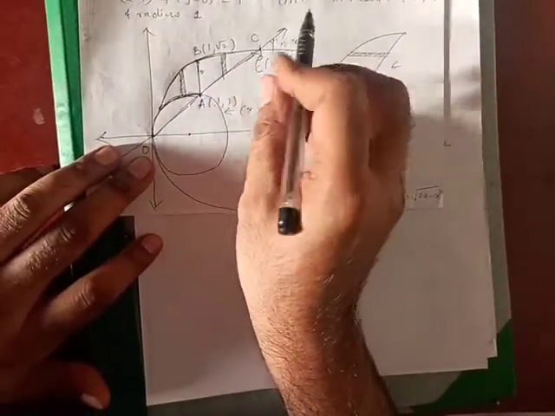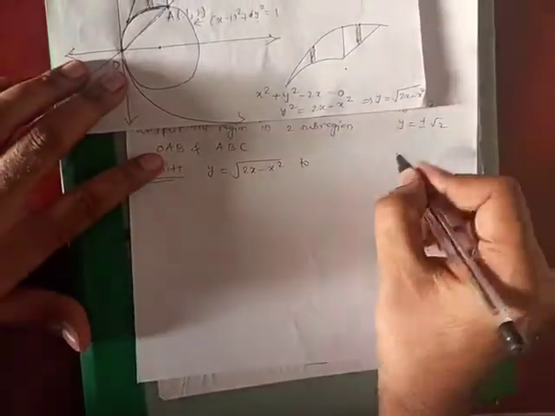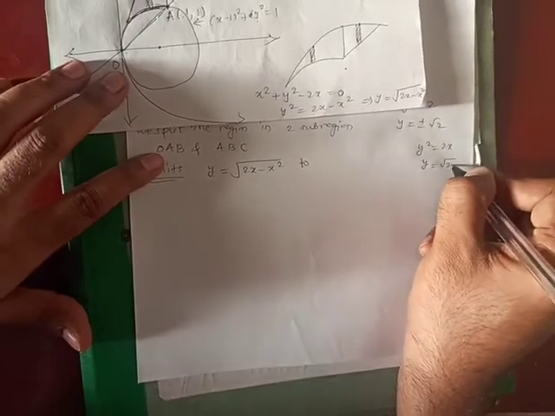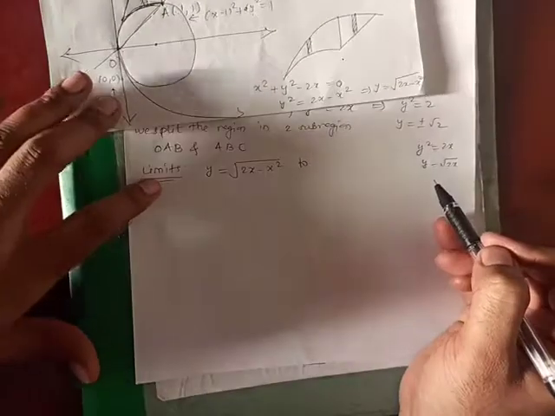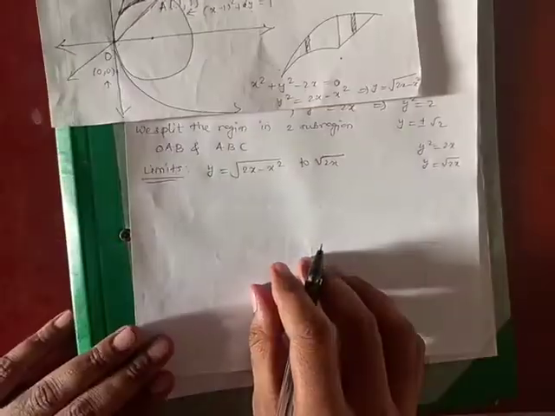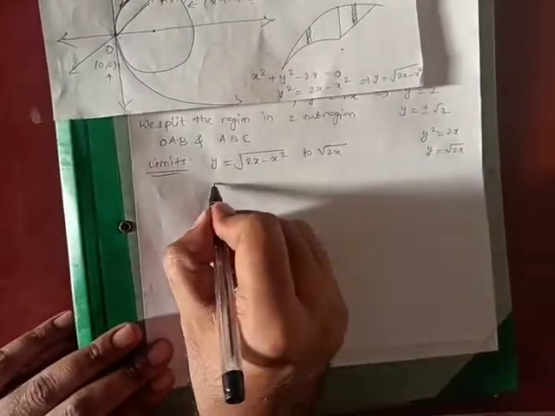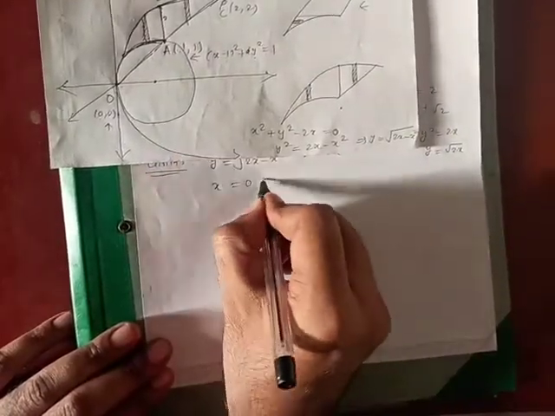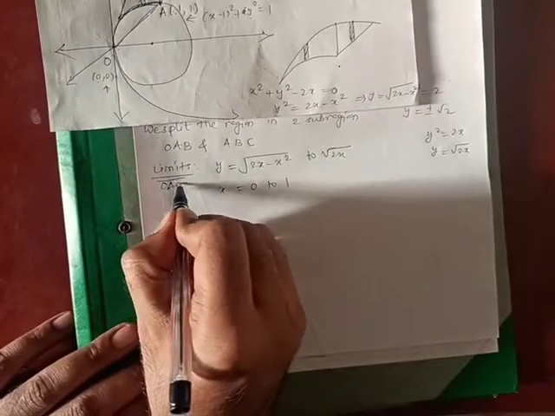Now for this curve, the limit of y will be y square equal to 2x, so y will be root of 2x, plus minus, but since you are dealing in the first quadrant, root 2x will be your limit. Secondly, x varies from this point to this point, that is x varies from 0 to 1. These are the limits for OAB.